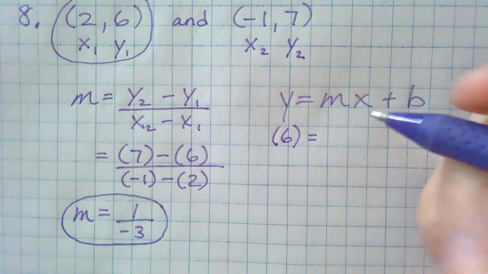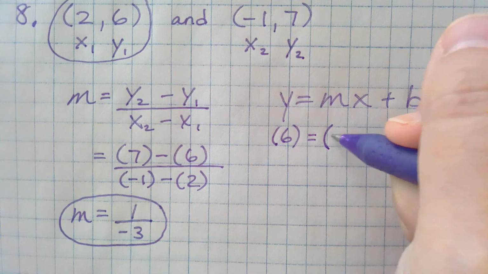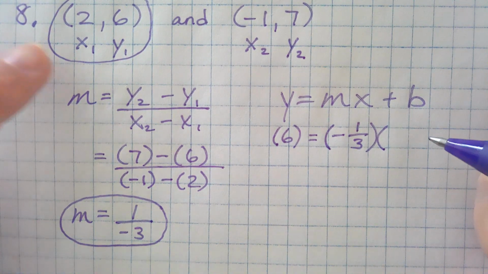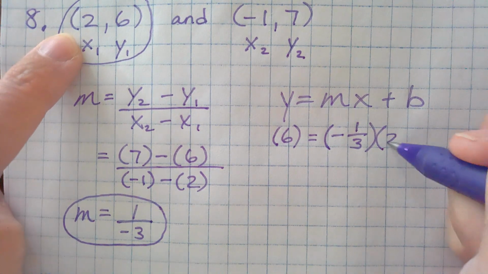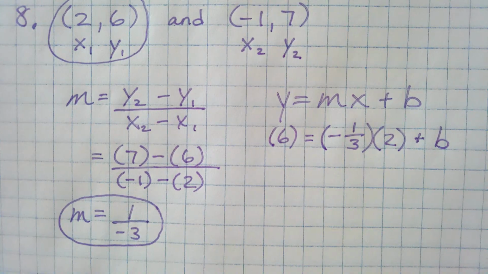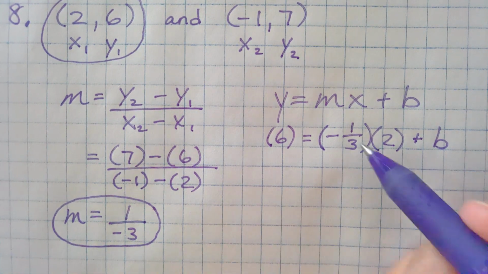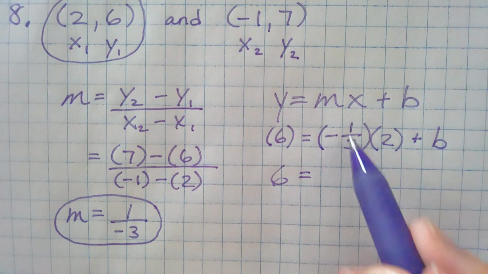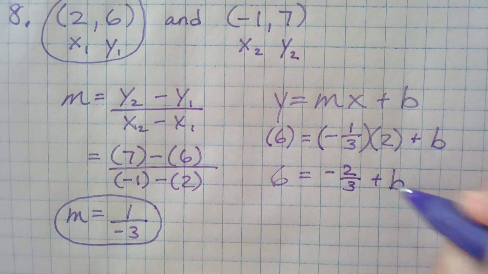Okay. What's m? 1 over negative 3, or negative 1 over 3. That's the same thing, doesn't matter. And then x is 2. And hey, you guys are laughing now. Don't make the same mistake on the test. You guys better not make the same mistake if you were laughing. Okay, so I can multiply these two numbers. So I get negative 2/3 plus b.